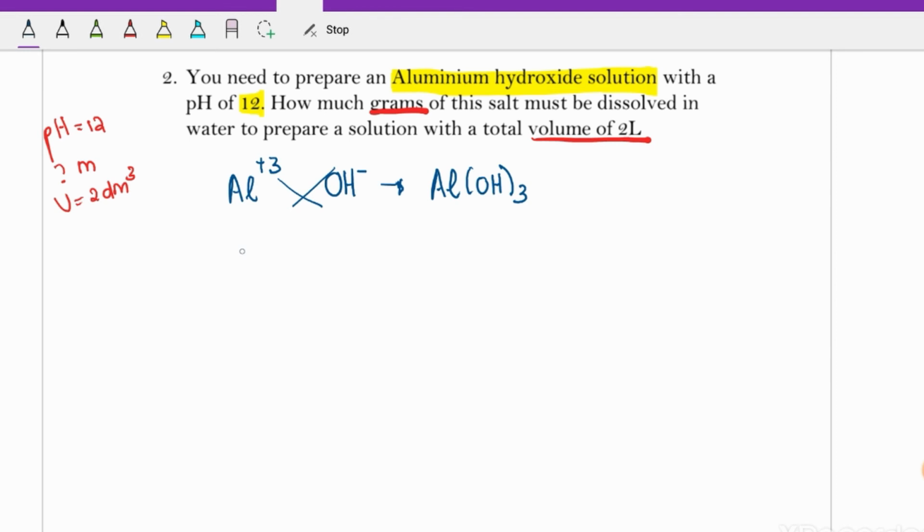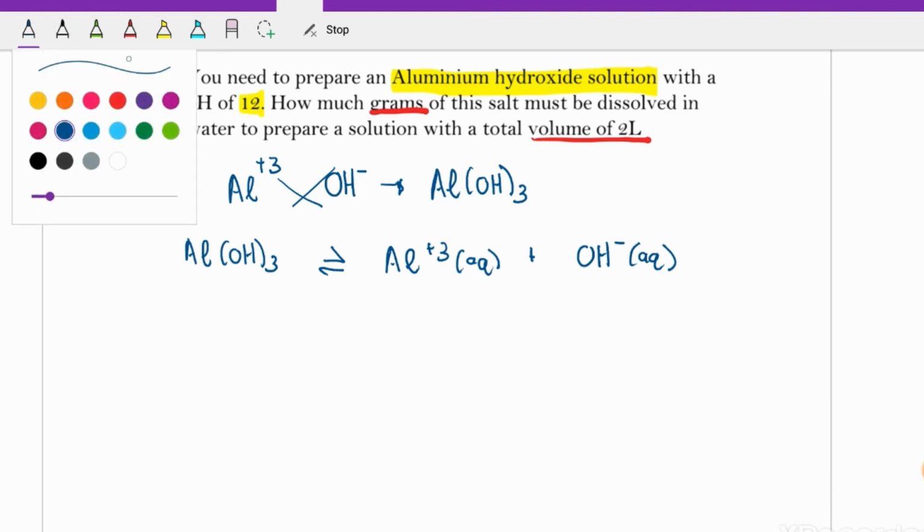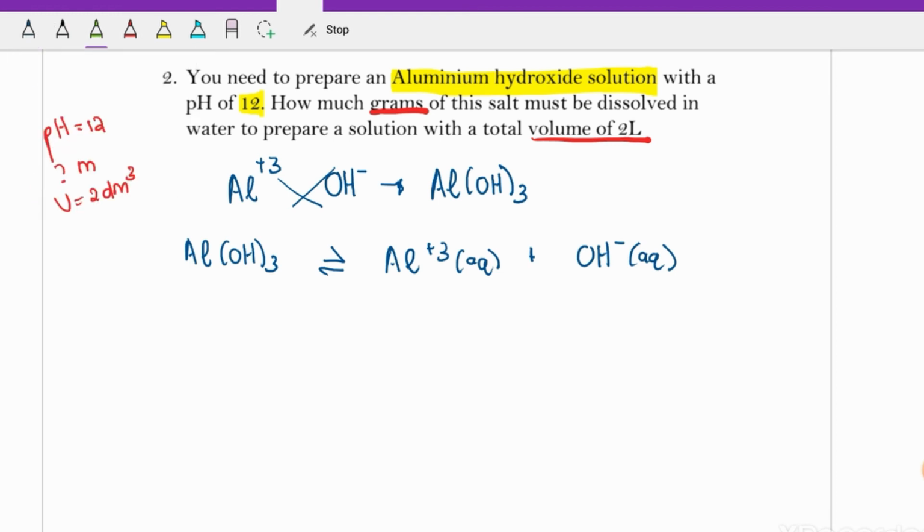Now to write down the balanced reaction equation, aluminium hydroxide is going to ionize into aluminium ions and into hydroxide ions. So now once again, is this reaction balanced? Let's have a look. I've got 1 aluminium atom here, 1 aluminium atom there.